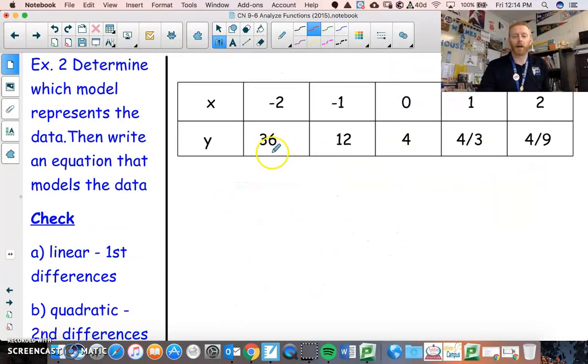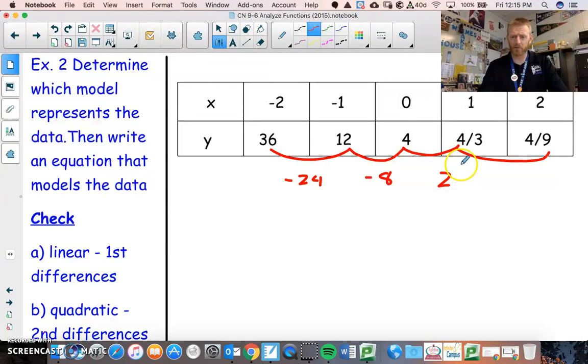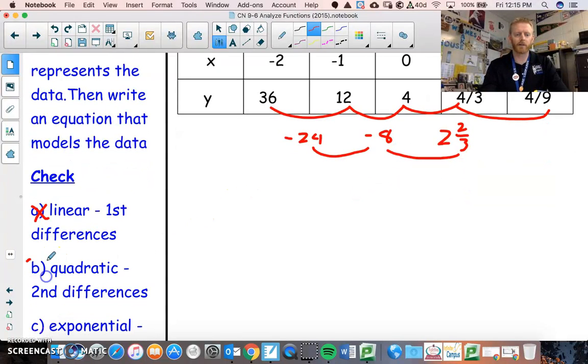So on this particular problem, we are checking our differences. Having a calculator is always a wonderful idea. So I have 36 and 12. That's a difference of 12 minus 36, a negative 24. And then we have this one being a negative 8. And then from here to here being, oh no, 2 and 2/3. So already telling that my second differences are also not going to work here because linear didn't work. They're all different numbers. Second differences are also not going to work because I have a fraction involved, so they can't be the same. So I know this is going to be an exponential.